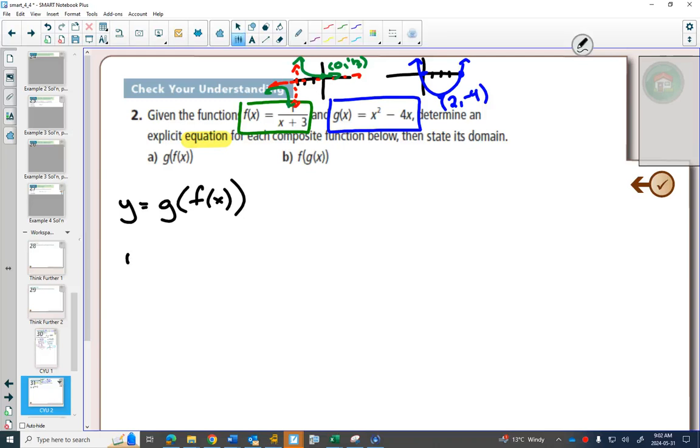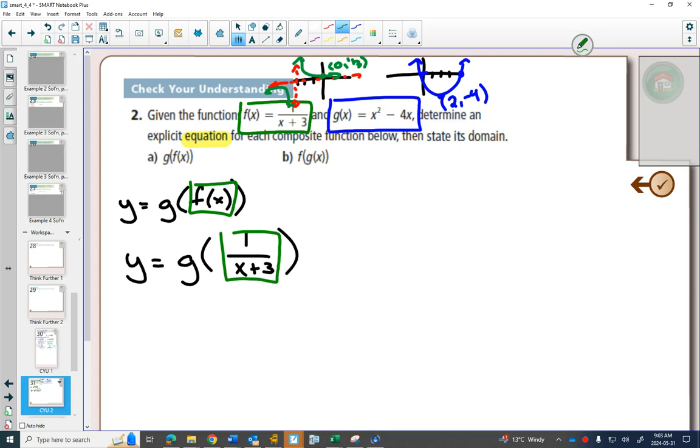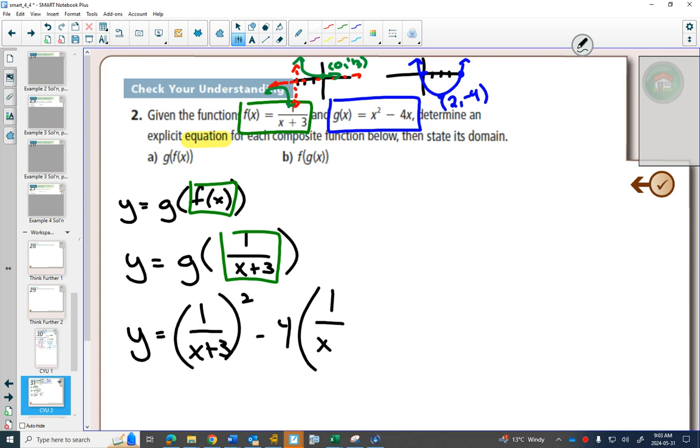So by wanting the equation, I have to have an equal sign. I have to have something on both sides. So y equals g of f of x. F of x was the green one, right? F of x was my green function. It can get replaced with the function 1 over x plus 3. And now g of x says whatever you get gets squared, and then you minus 4 of that. So I'm going to have 1 over x plus 3 getting squared, and then I'm going to subtract 4 of 1 over x plus 3.